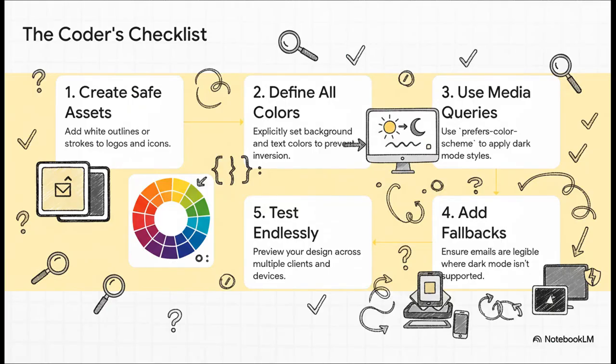And here's what that manual fix looks like. It's a nightmare. You're not just designing one email. You have to create special, safe assets, like adding white outlines to your logos just for dark mode. You have to explicitly code every single color to stop them from being inverted. You're writing custom CSS media queries just to target dark mode users, and then you're building separate fallbacks for the clients that ignore all that work anyway. And after all of that coding, you have to manually test it on dozens of different platforms, just hoping you didn't miss something.